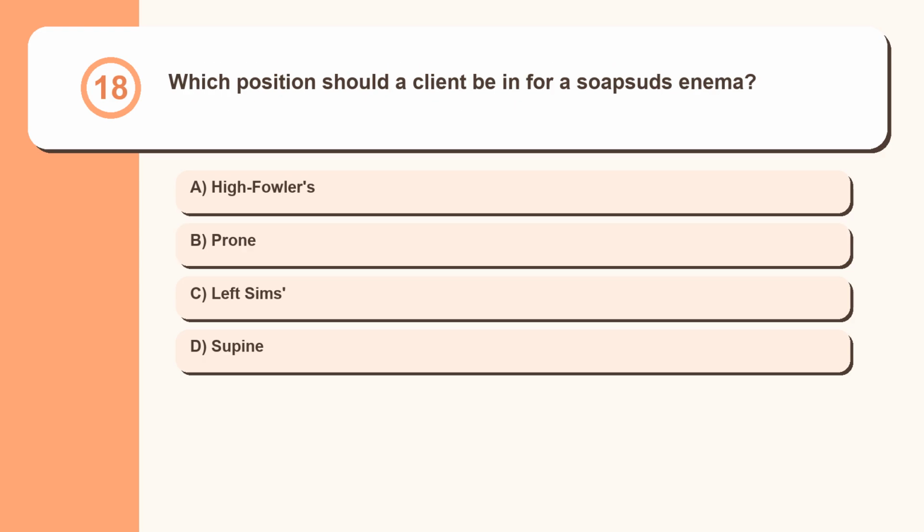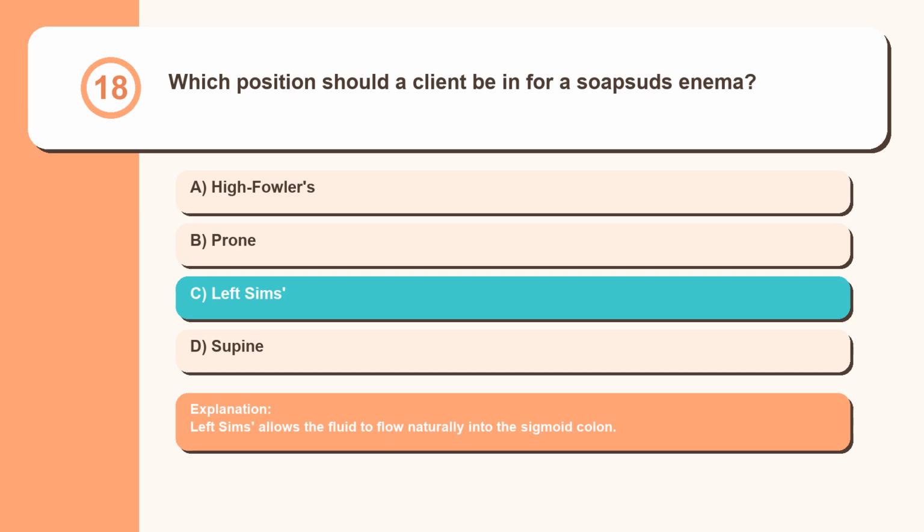Question 18. Which position should a client be in for a soapsuds enema? High Fowler's, prone, left Sims, supine. Left Sims allows the fluid to flow naturally into the sigmoid colon.